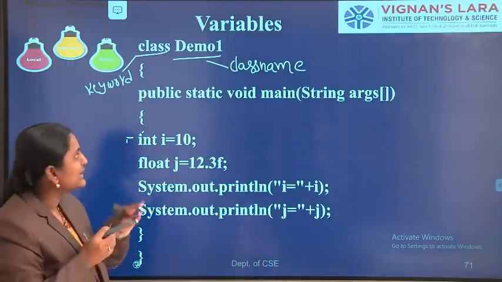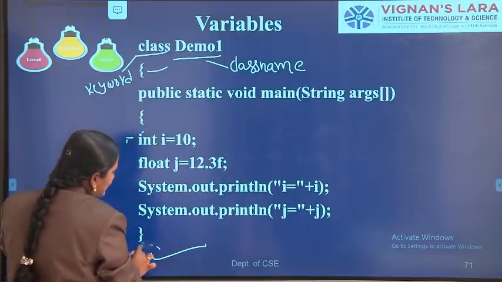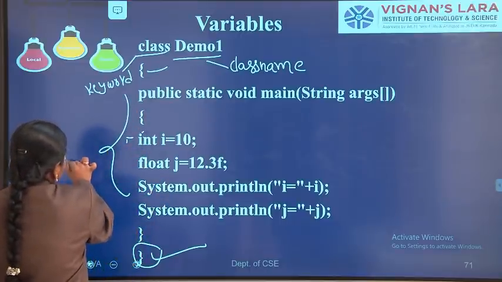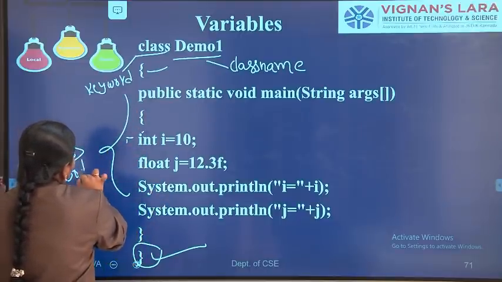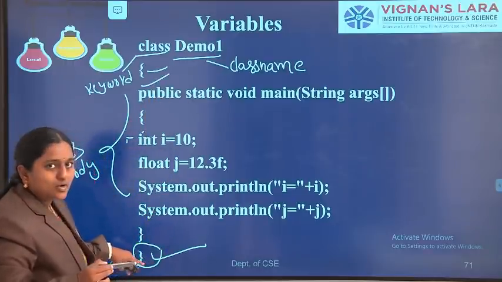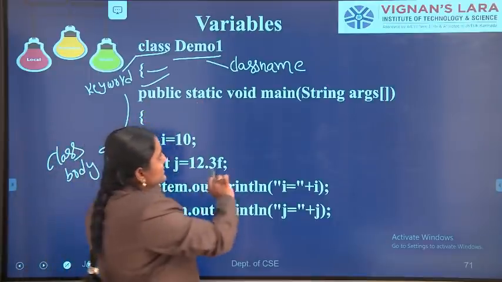After the class definition, we open the curly brace. At the end of the program, we close the curly brace. This is the class body. Next one, the main method.